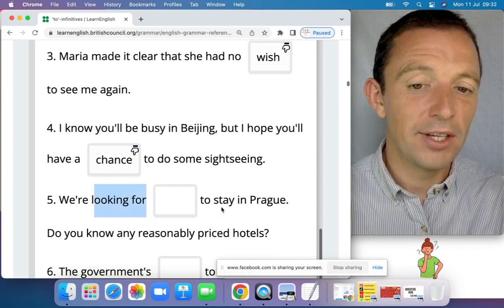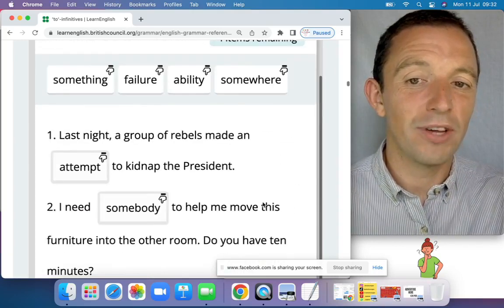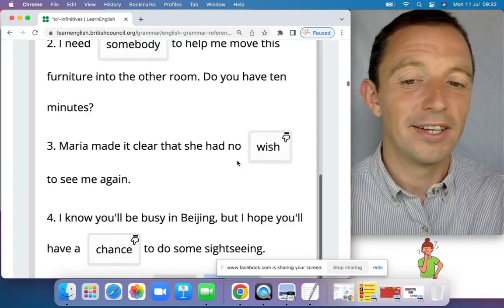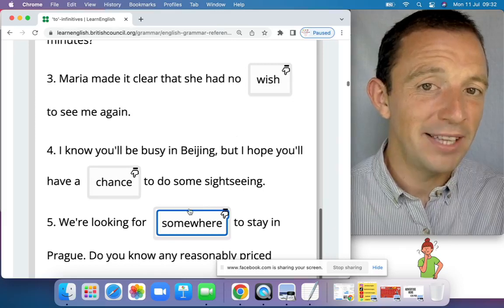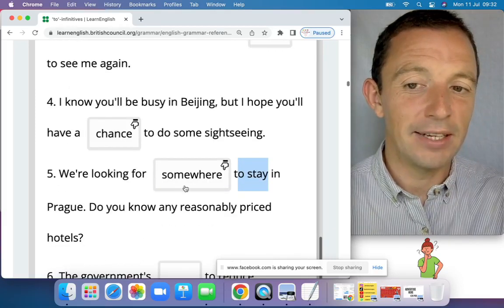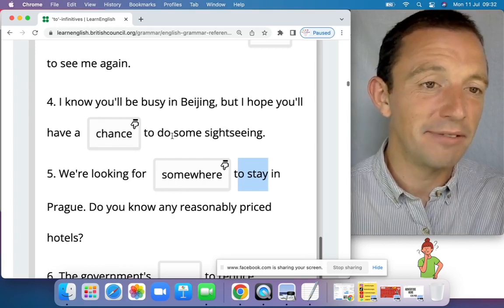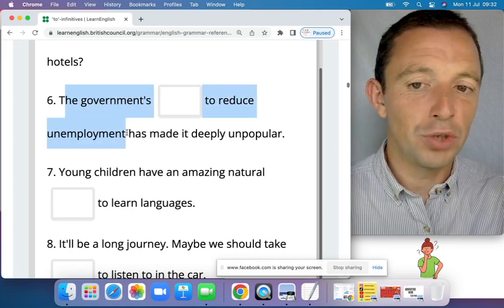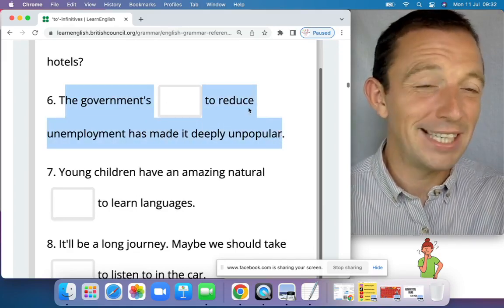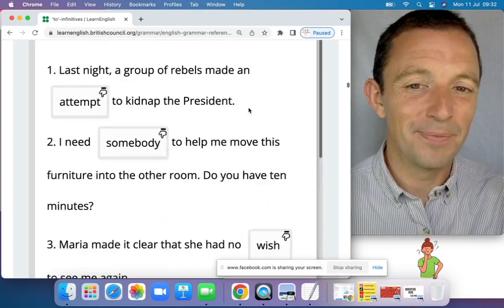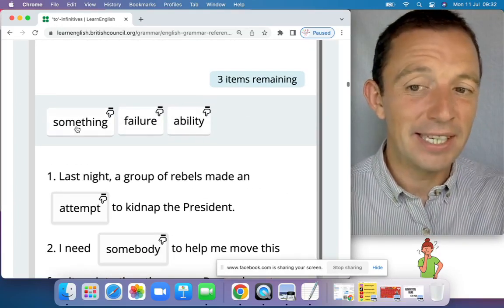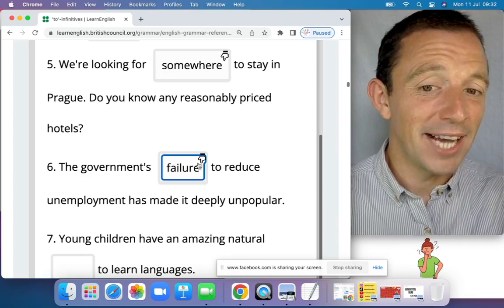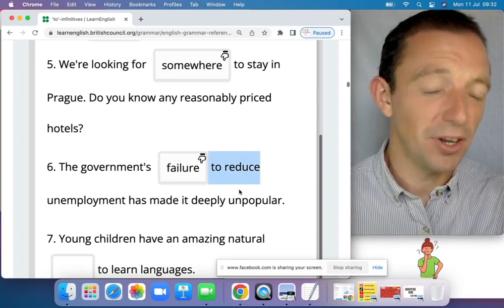We're looking for something to stay in Prague. We're looking for somewhere, the place. After somewhere, the indefinite pronoun, we have the infinitive to stay in Prague. After the noun chance, we have the infinitive to do. Number 6, the government's something to reduce unemployment has made it deeply unpopular. So maybe the government's failure. After this particular noun, we have the infinitive: failure to reduce, failure to contact.